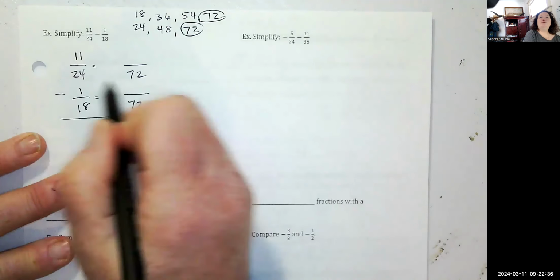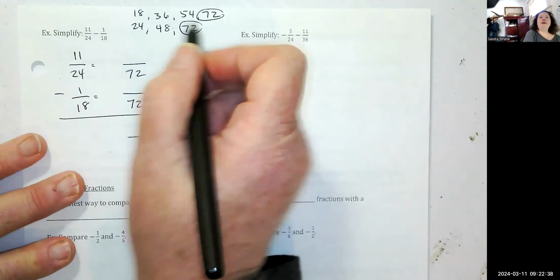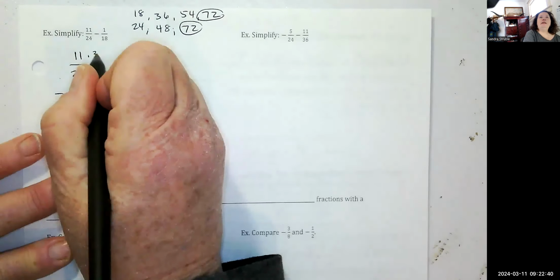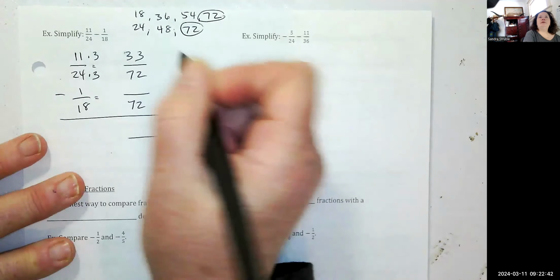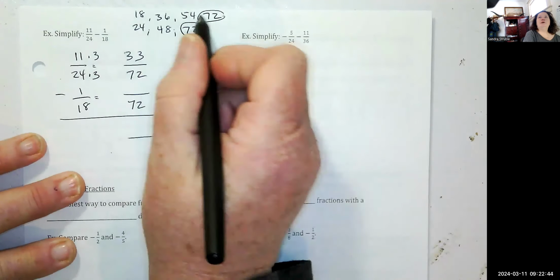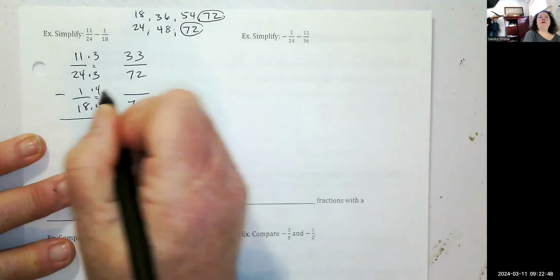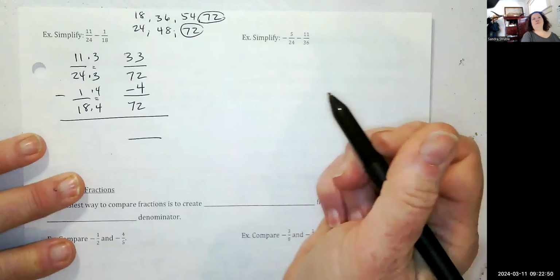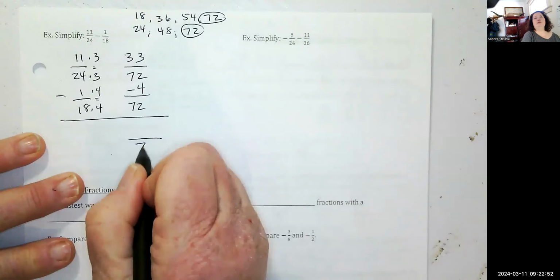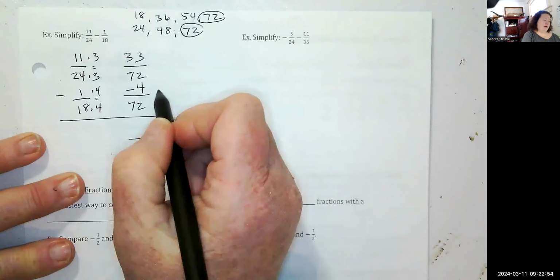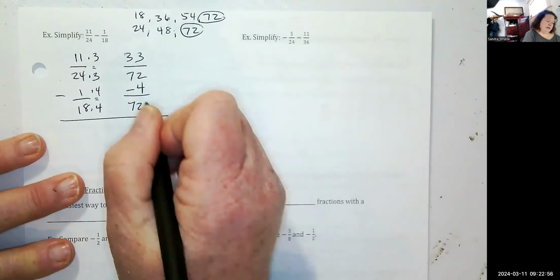What did it take for 24 to get to 72? 1, 2, 3. Multiplying times 3. 11 times 3 is 33. For 18, it took 1, 2, 3, 4. 18 times 4 is 72. Negative 1 times 4 is negative 4. All right, 72 is our denominator. 33 minus 4 is 29.